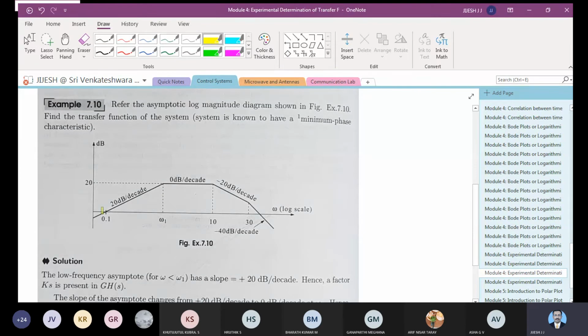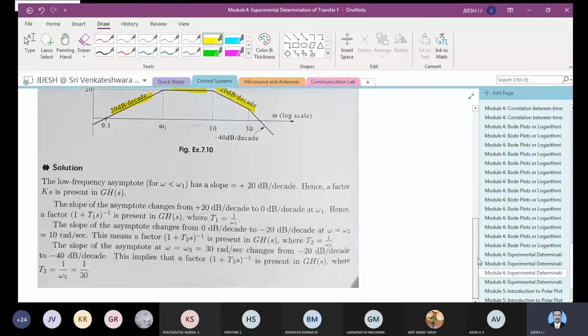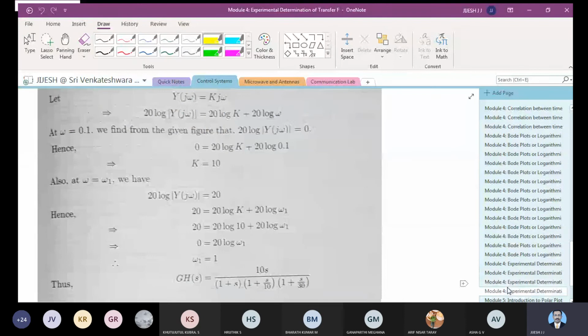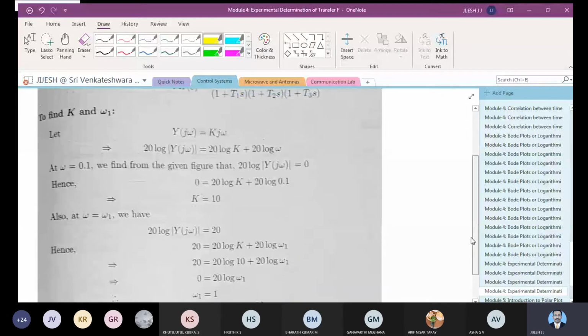You can see that here it is 20 dB per decade, 0 dB and -20 dB per decade. So you should understand that there will be terms in the denominator as well as in the numerator. I will show you how the transfer function will come. You can see that you have 10s divided by (1 plus s) into (1 plus s by 10) into (1 plus s by 30). That's what you are going to do here. You are finding the transfer function from the obtained diagram.